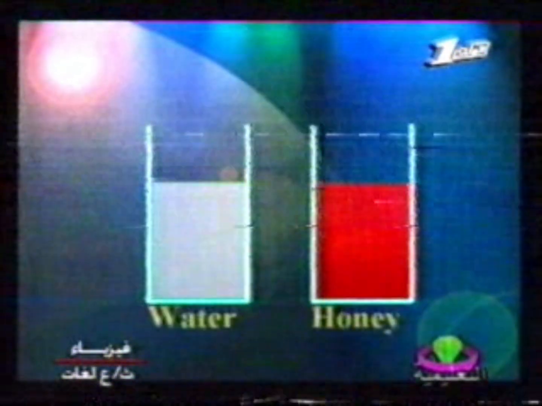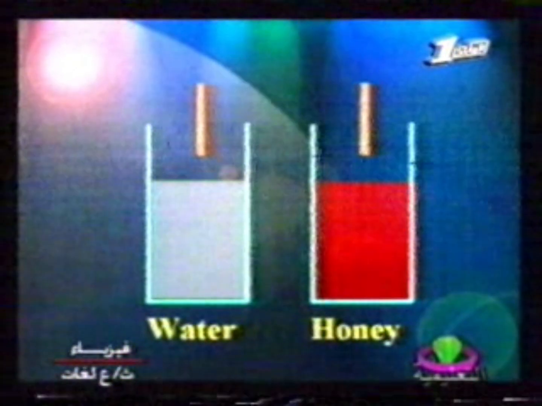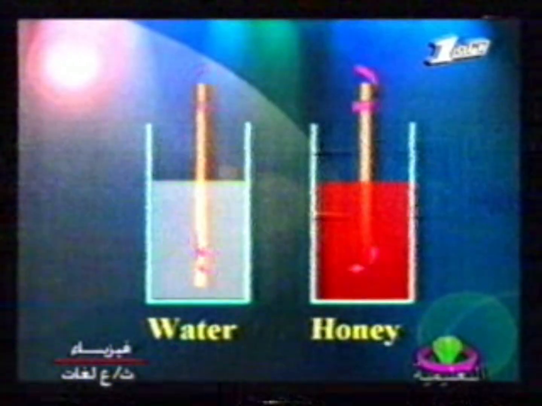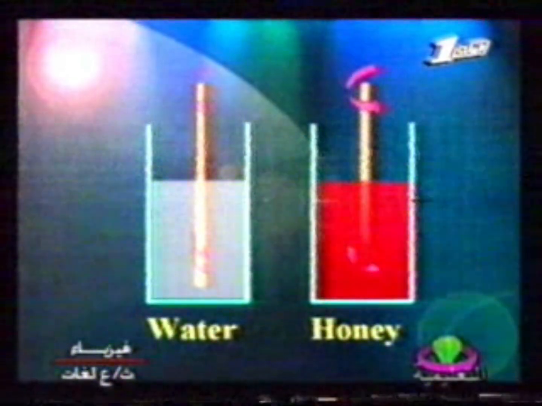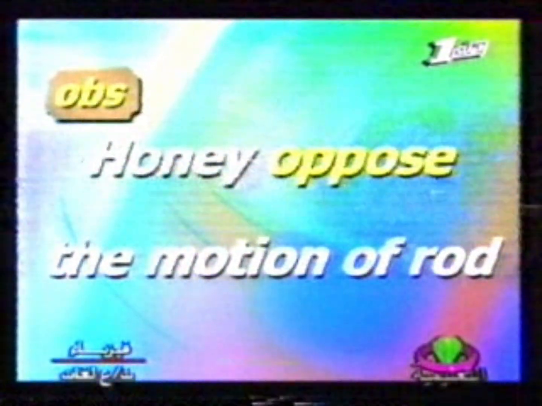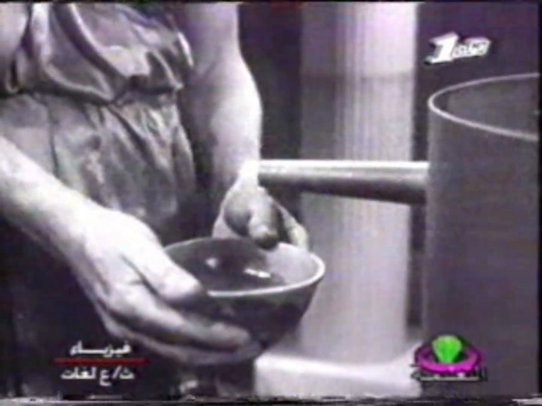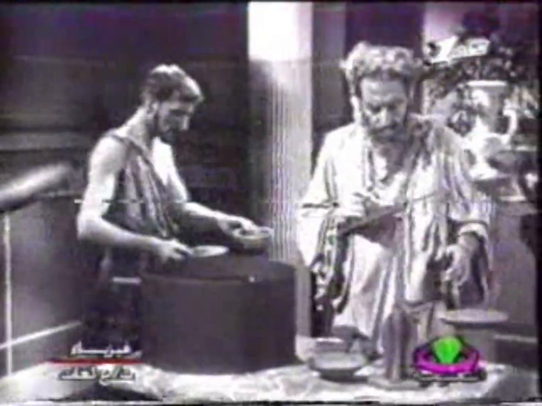Another one. If we have two similar beakers, one contains water and the other contains the same volume of honey, stir each of them with a glass rod or a spoon. Which of the two liquids is easier to move? Good. Honey opposes the motion of the spoon more than water. In addition, the rotation of the honey stops more quickly than water.